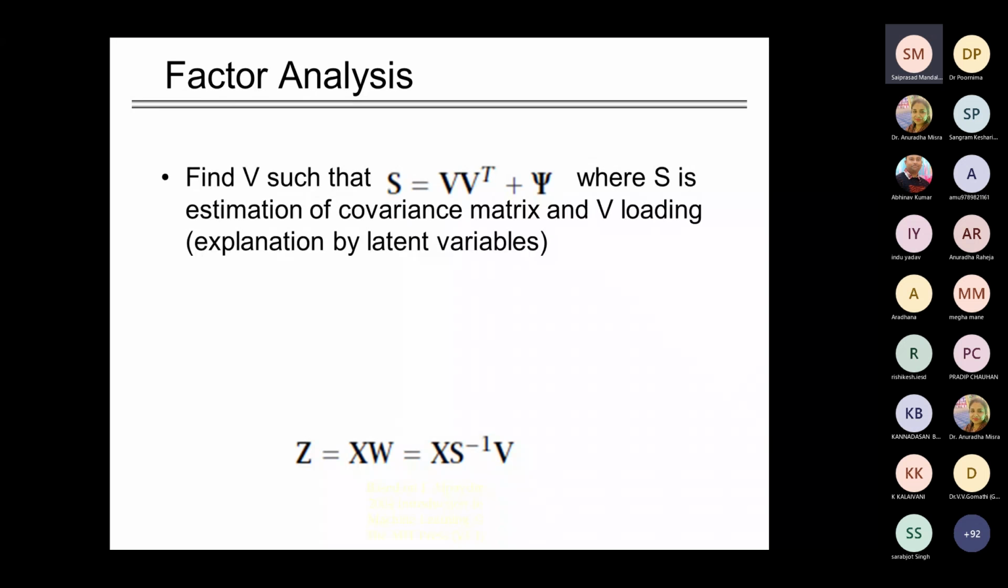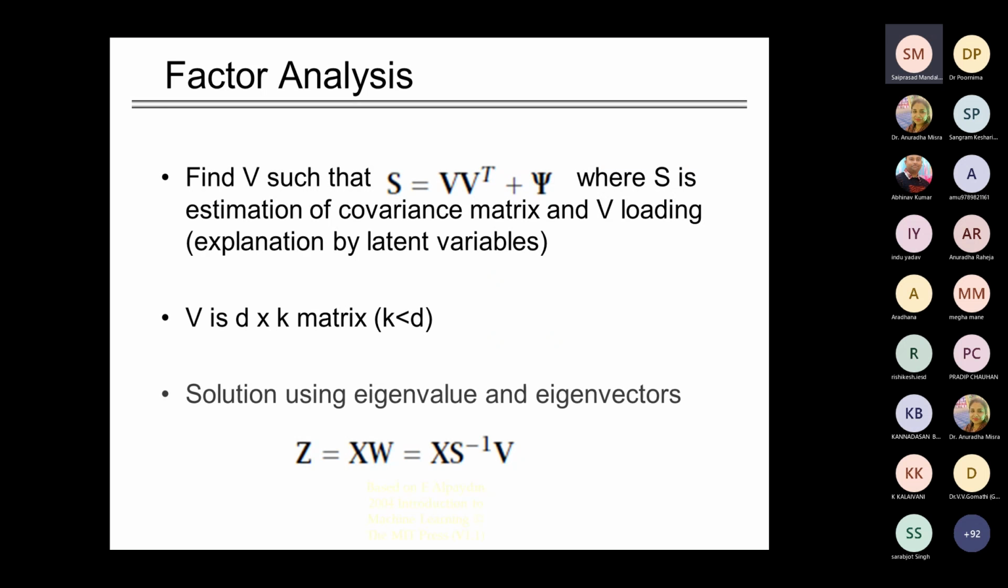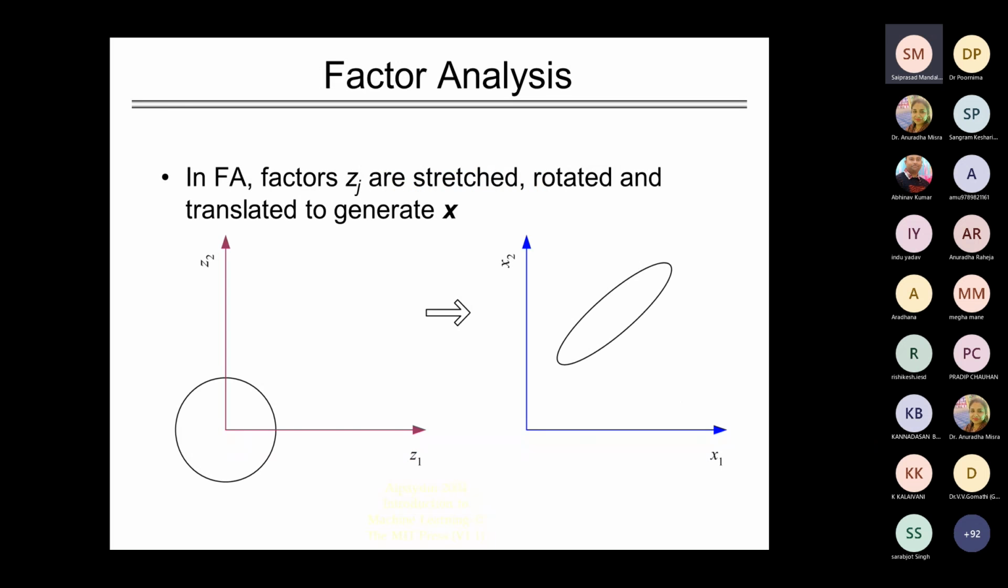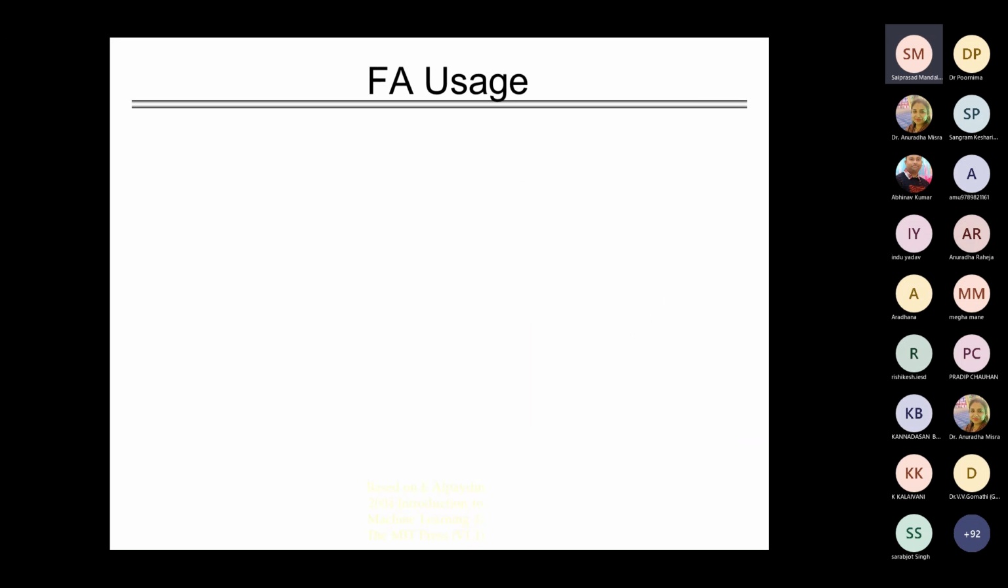Find V such that S equals V V transpose plus psi, where S is the estimation of the covariance matrix and V is the loading explained by latent variables. V is a d cross k matrix, k less than d, with solutions using eigenvalues and eigenvectors. In factor analysis, the zj are stretched, rotated and translated to generate x.